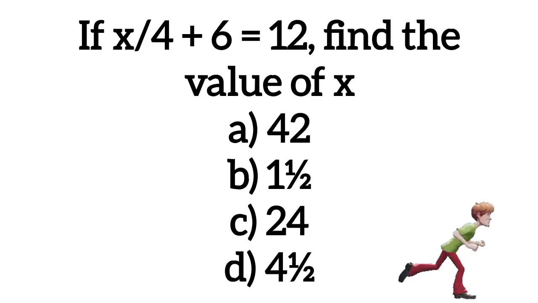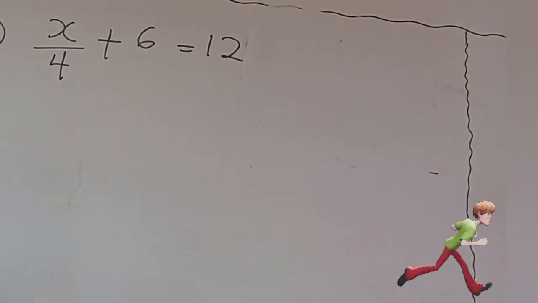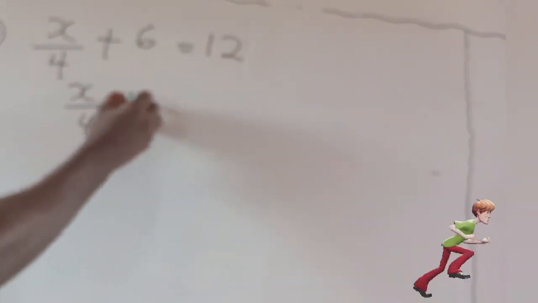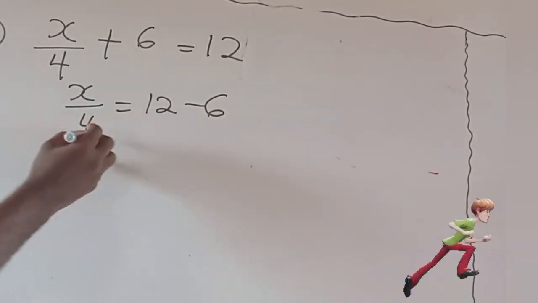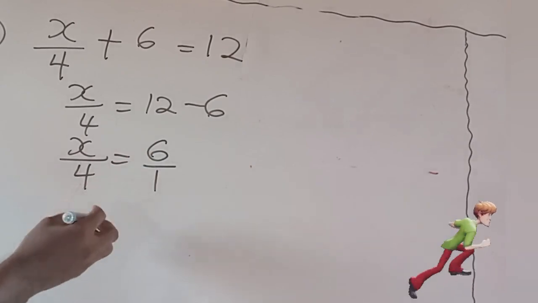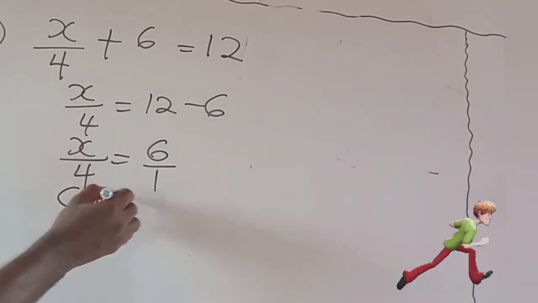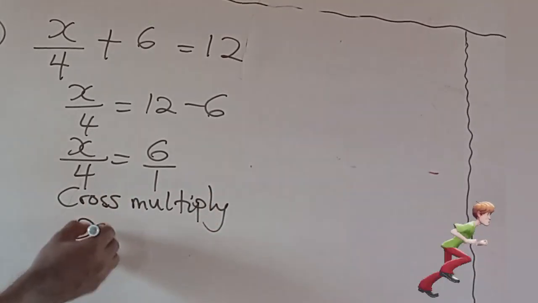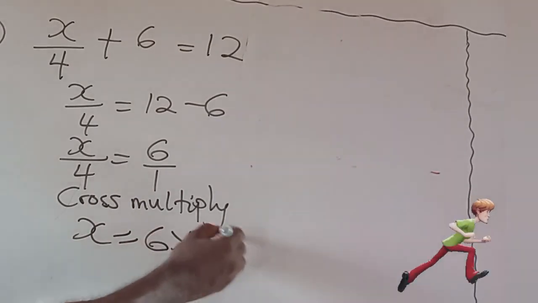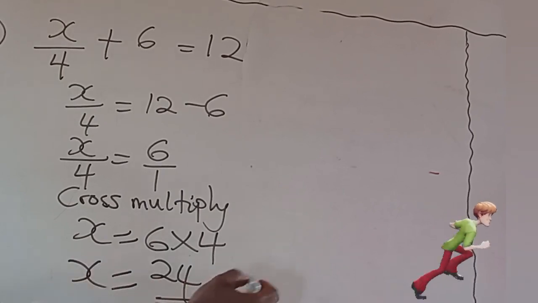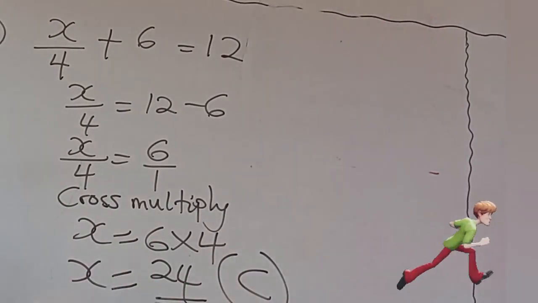If x over 4 plus 6 equals 12, find the value of x. Now we have x over 4 plus 6 equals 12. Now the 6 will go out and become minus. We have x over 4 equals 6, then cross multiply. When you cross multiply, it's going to be x equals 6 times 4, and 6 times 4 equals 24. That is your final and correct answer, and the option is C.